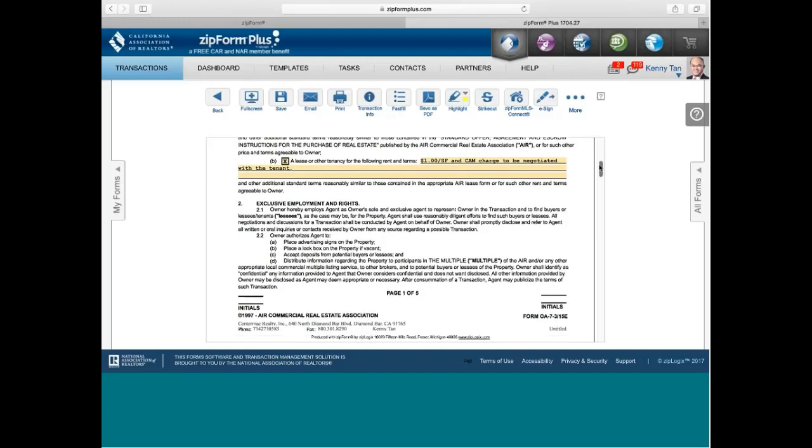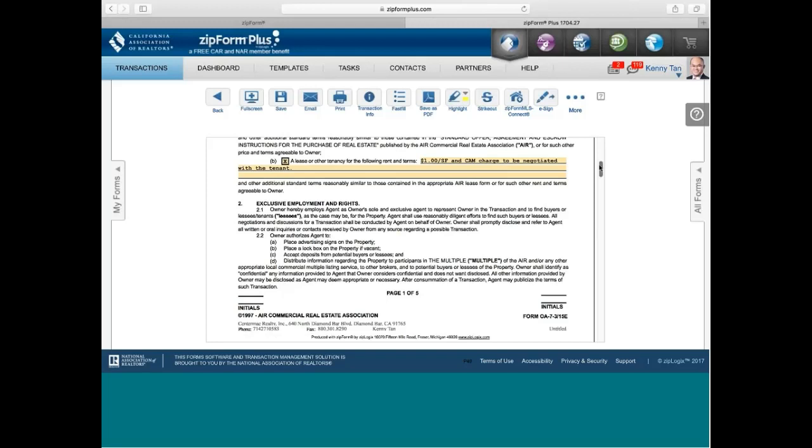And then on number 2, it talks about the exclusive employment and rights. Owner hereby employs agent as owner's sole and exclusive agent to represent owner in the transaction and to find buyers or lessees, tenants, parenthesis lessees, as the case may be, for the property. Agent shall use reasonably diligent efforts to find such buyers or lessees. All negotiations and discussions for transactions shall be conducted by agent and on behalf of owner. Owner shall promptly disclose and refer to agent all written or oral inquiries or contracts received by the owner from any source regarding a possible transaction.